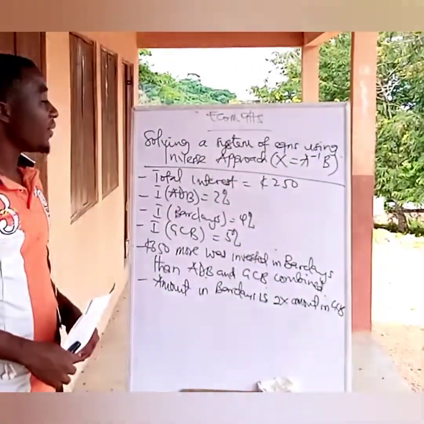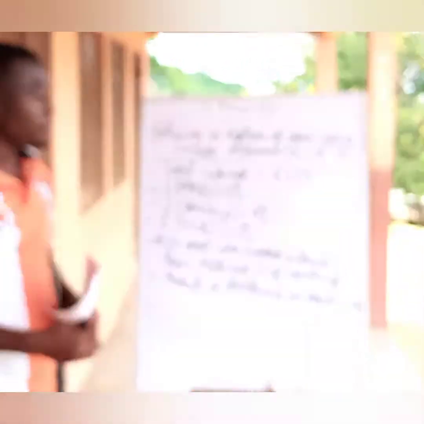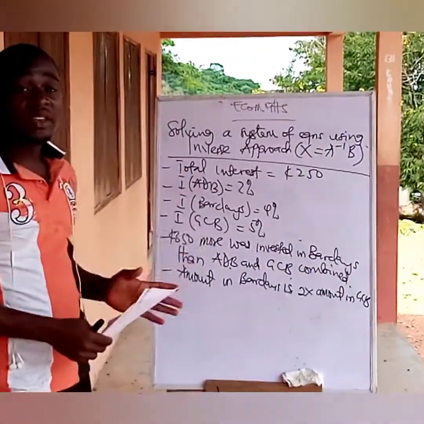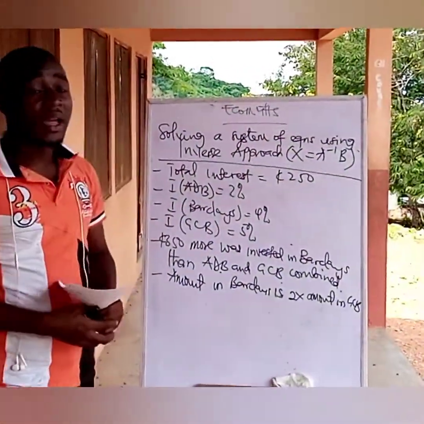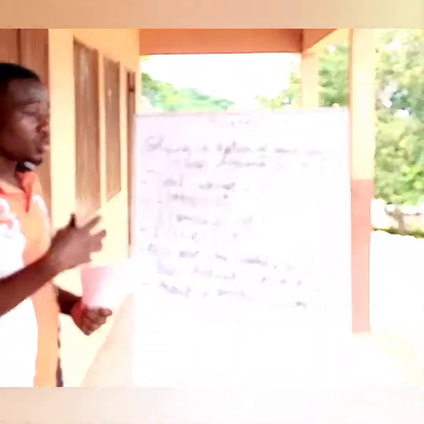I'll take you through how you can solve a system of equations using the inverse approach, that is S equal to A inverse B. We have been given a word problem which we're going to read out, then find our equations and cast them into matrix form, and use the inverse approach to solve.